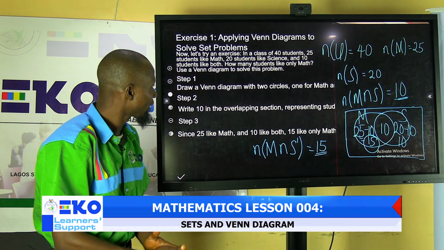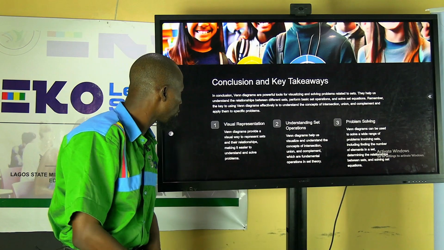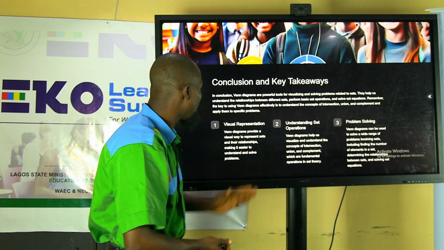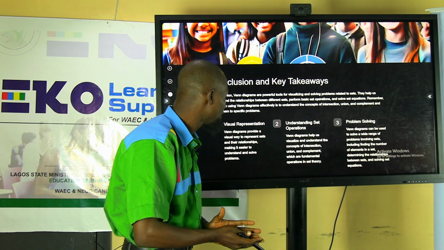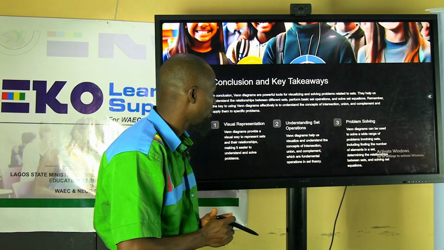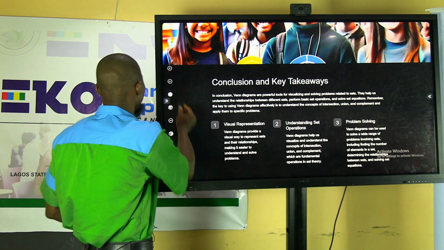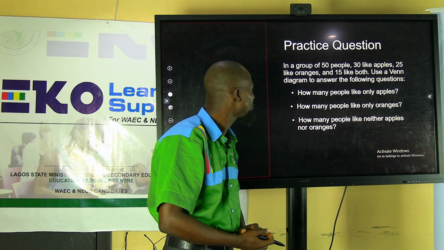So I think with that, we can now look at the conclusion. We have looked at Venn diagram as a way of visualizing our sets. And we have also been able to use the operations of sets in Venn diagram. So we have also used Venn diagram to solve so many problems, like the last one we did. So before we go, let's take these practice questions.